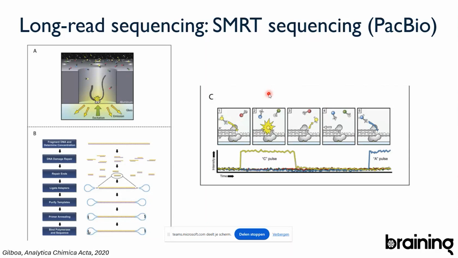But so important to understand is that the smart sequencing works with DNA polymerase. It includes fluorescently labeled bases, and the readout of your sequence is basically the fluorescence of those bases. And the thing is that you keep on going because you have made loops in your DNA molecule. Okay, so that's the first type of long-read sequencing.